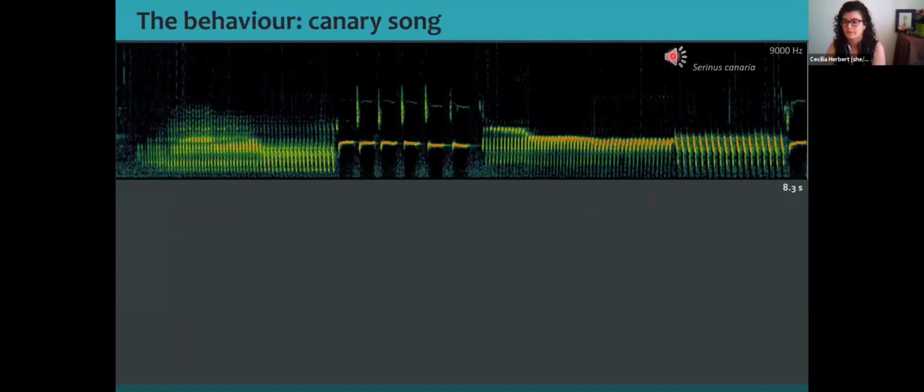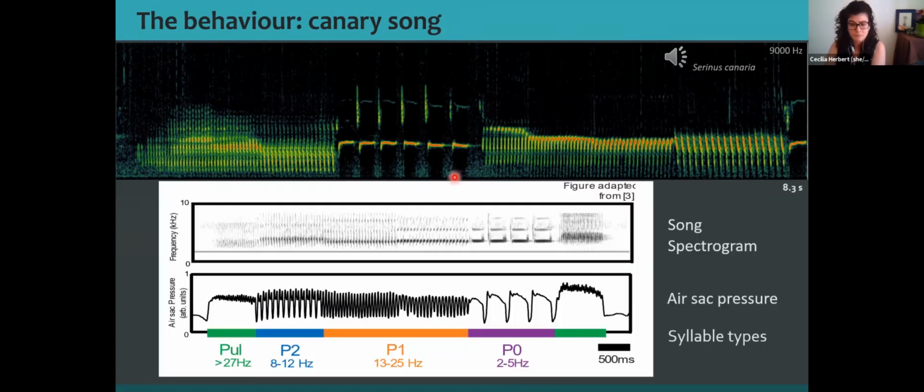So here's an example of canary song. This is a spectrogram of the song. So that's a brief snippet of what the animals sing during the day. And you might see the long whistle syllables that Javi just described and the short syllables here. And these are the repetitions of syllables which make up phrases that make up the song.